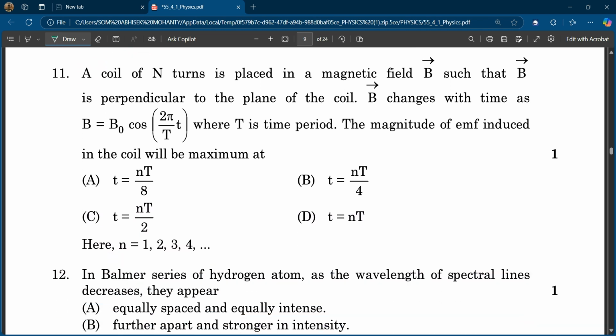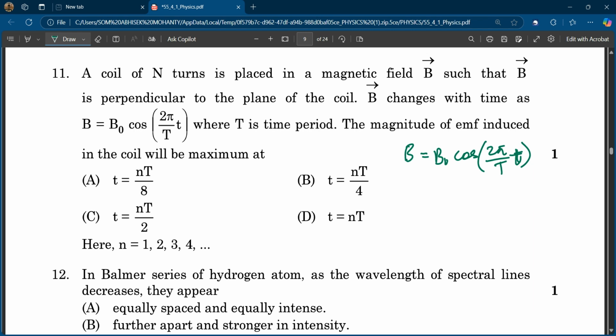A coil of N turns is placed in a magnetic field B such that B is perpendicular to the plane of the coil. B changes with time as B is equal to B naught cos 2 pi by T into t. The magnitude of EMF induced in the coil will be maximum when? B is perpendicular to the plane of the coil.